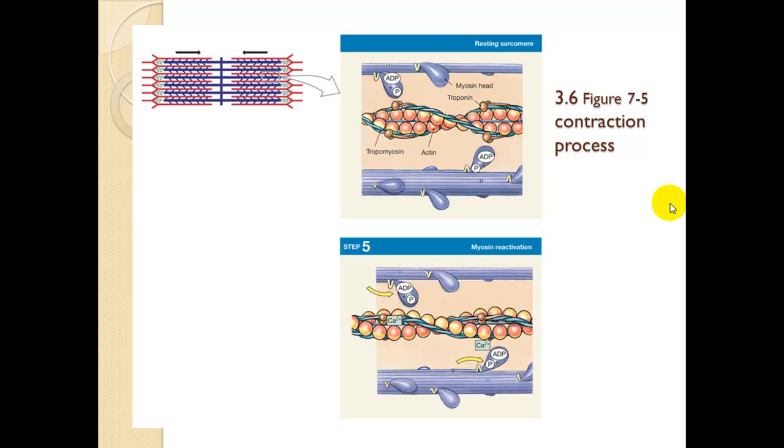There's that myosin head again. Remember, this guy is doing this. It's grabbing the troponin, moving it this way. These are thin filaments. These right here are thick filaments. The contraction process. This is figure 7.5.